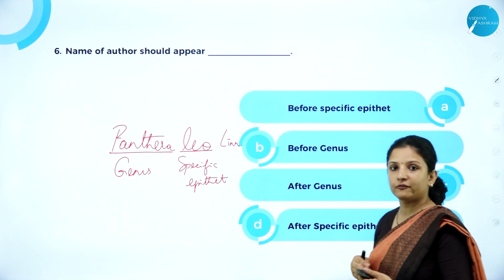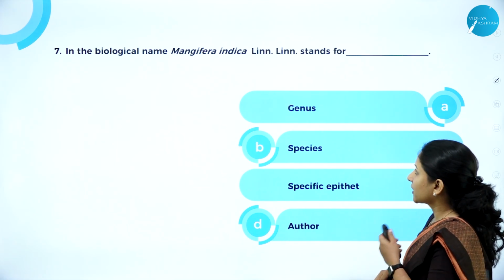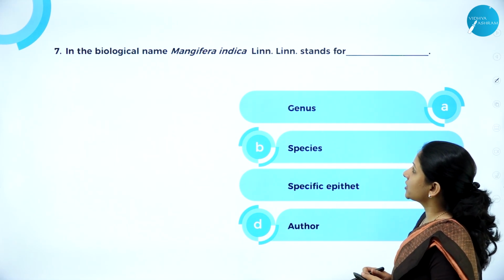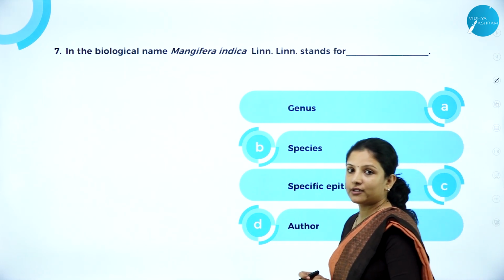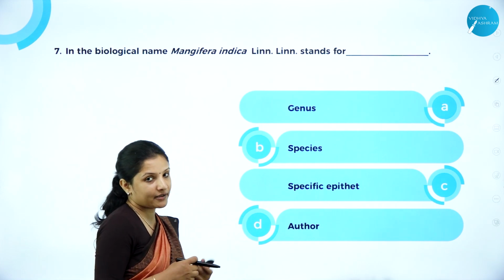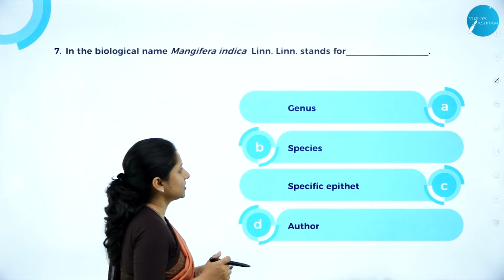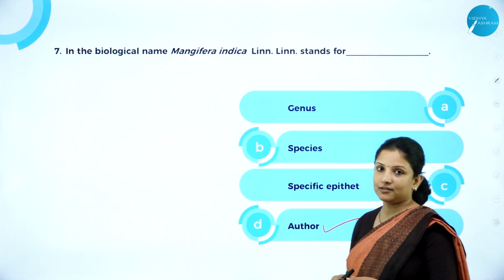So if you know the rules of binomial nomenclature correctly, then answering these will be easy. Next, in the biological name Mangifera indica Lin, Lin stands for. So we know that Lin stands for Linnaeus, wherein it has been abbreviated as Lin. The author name Linnaeus. So it is the author. So the author is the correct answer for this.